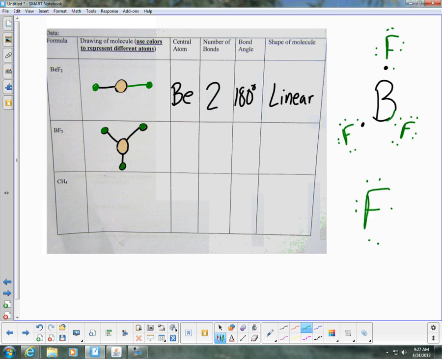Okay, what was my central atom? B. How many? 3 bonds. What is the angle? The angle is 120, and the shape is trigonal planar. Now, if you didn't know that, that green sheet is one that will help you. Okay, so we're going to go on to the next part over here. The next 3 you should be able to make, but the last 2 on that front page you will not be able to. So let's look at those last 2.